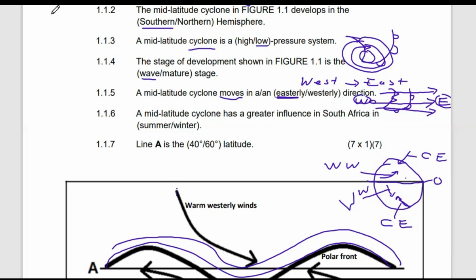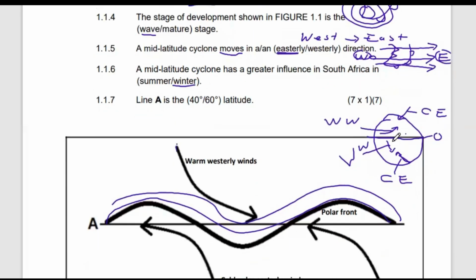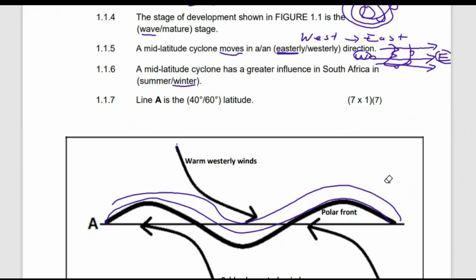However, the question is asking, a mid-latitude cyclone has a greater influence in South Africa. Is it in summer or winter? And for this case, our answer is going to be winter season. Why do we say winter season? Let us try to illustrate, see if you can understand it a bit more. Let me try to use this blank page. So we say that they usually affect South Africa mainly in winter season.